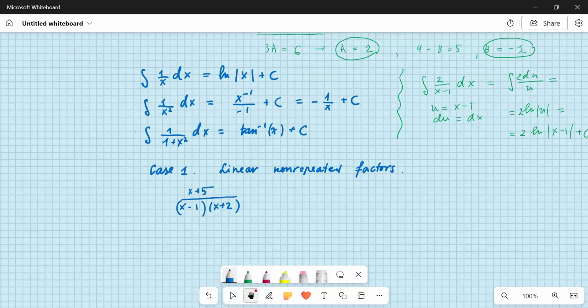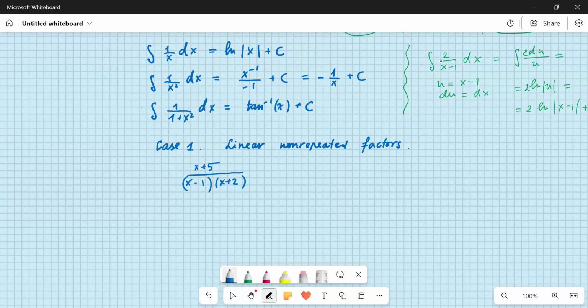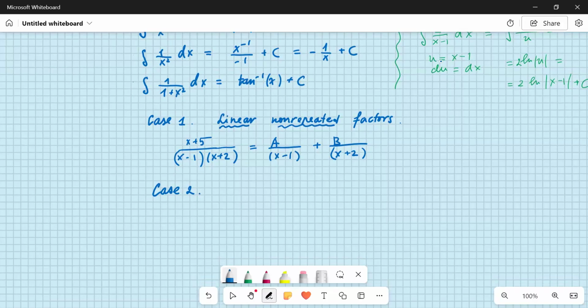Now, of course, if we have linear non-repeated factors, it means that we eventually are going to have nonlinear non-repeated factors and linear repeated factors. So these two words can be modified and give us different cases. Case 2, let me write down how we consider it. We can have more factors in the denominator, not just 2 factors. But the idea is just to write them down as simple fractions with denominators which repeat each factor. Case number 2, linear repeated factors.